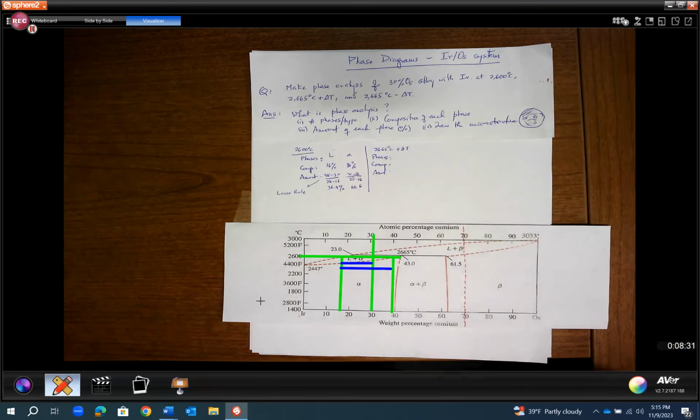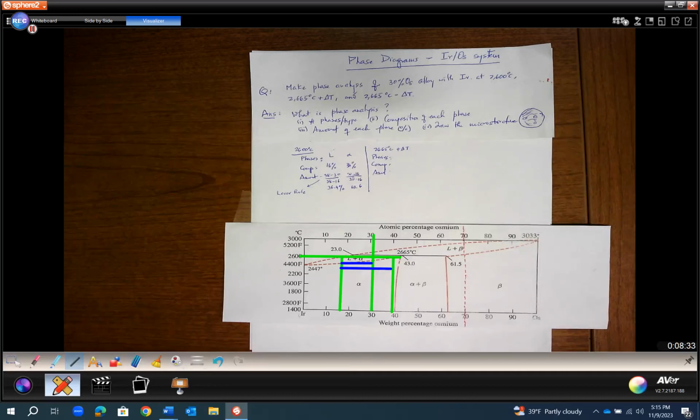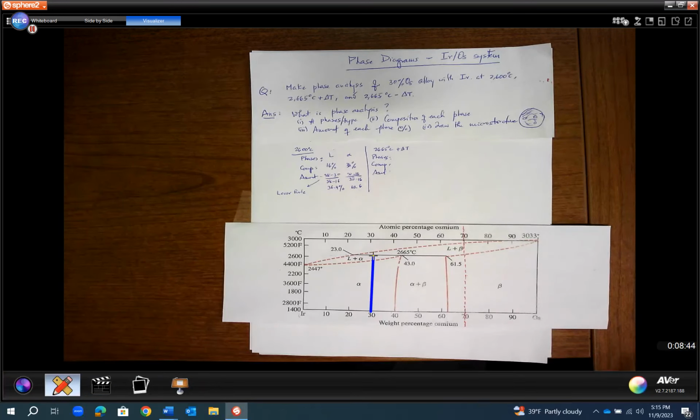What is 2665? Thankfully, it's all drawn there anyway for you, right? 2665, but it should be at 30%. That's the problem, right? Right there. That's 30%, correct? Where it crosses. So that intersection is what's being asked.